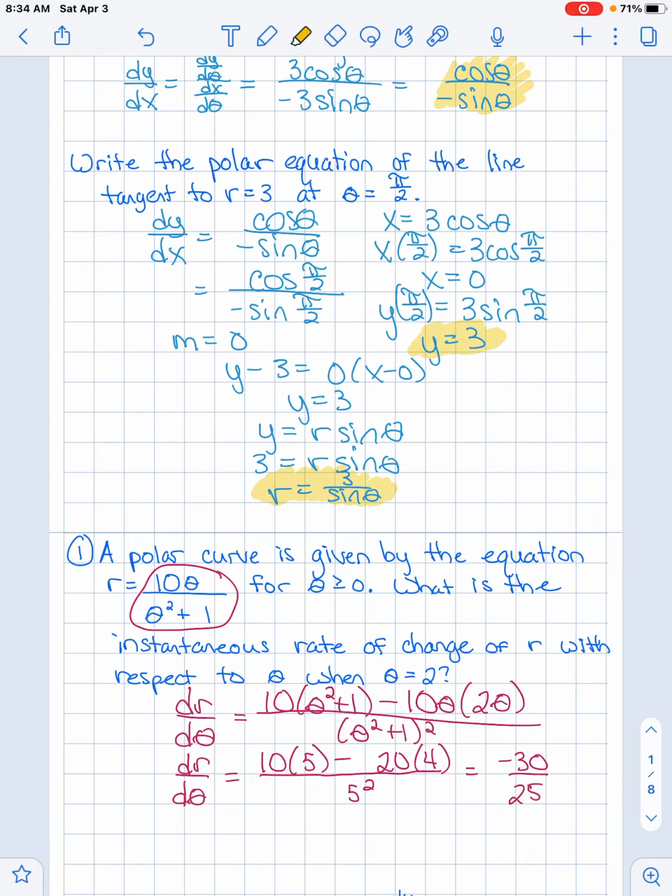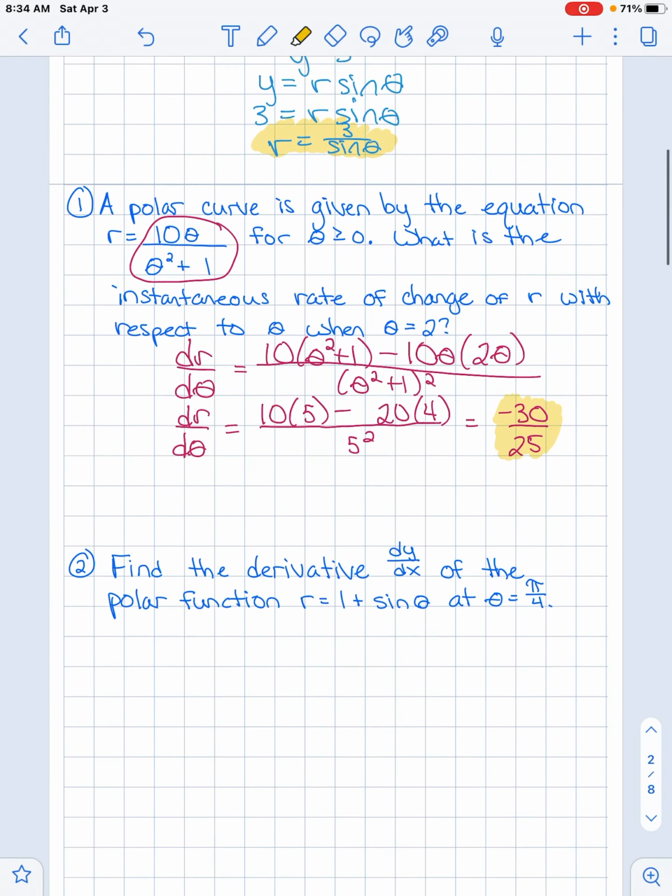That's how the radius of this polar equation is decreasing at a rate of 30/25 units per angle measure, per radian. So it's units per radian in this case. Okay, let's look at another one.